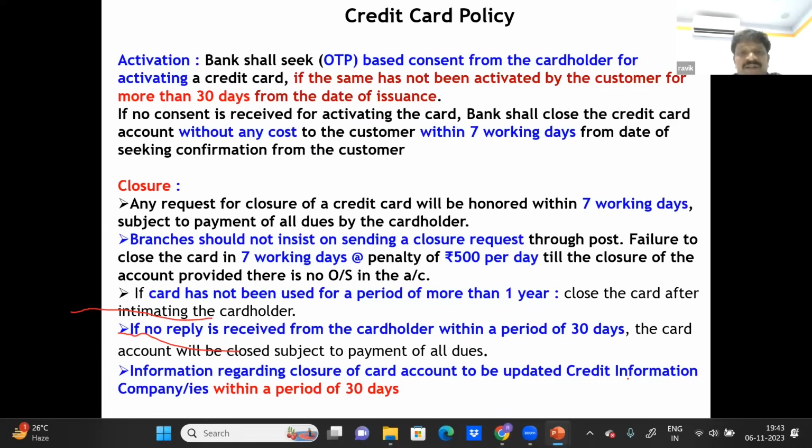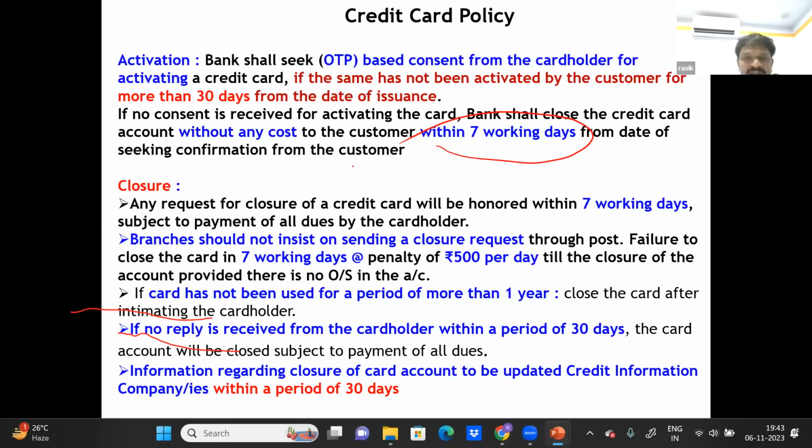Remember, if no consent is received for activating the card, the bank shall close the credit card without any cost to the customer within 7 working days from the date of seeking confirmation from the customer. If the card has been issued and he is not using it within 30 days, you take the OTP and you can activate. If the consent is not given, within 7 days you have to close the credit card free of cost. No charge should be there, because that shows he is not interested in the credit card.